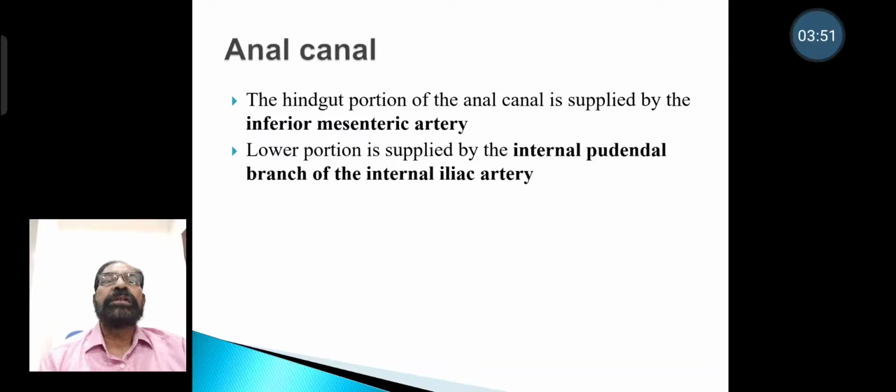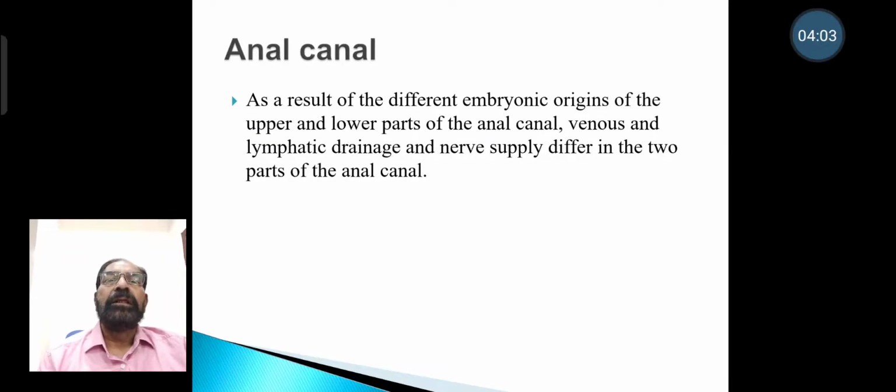The hindgut portion of the anal canal is supplied by inferior mesenteric artery. The lower portion is supplied by internal pudendal branch of internal iliac artery. As a result of different embryonic origins of the upper and lower parts of anal canal, venous and lymphatic drainage and nerve supply differ in the two parts of the anal canal.